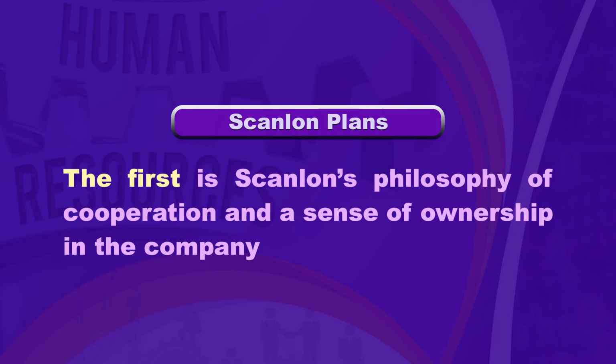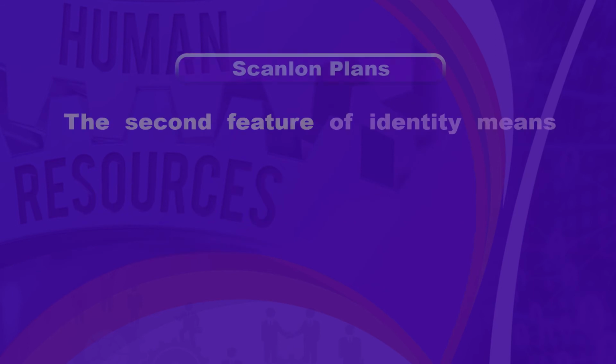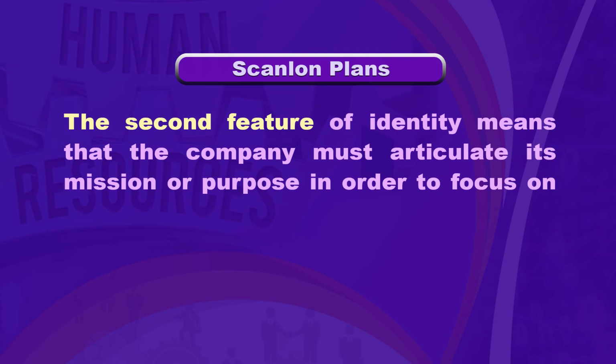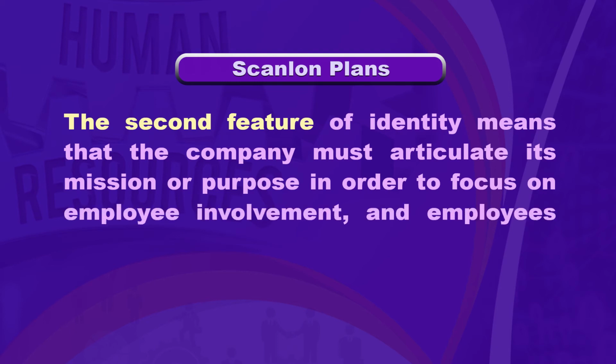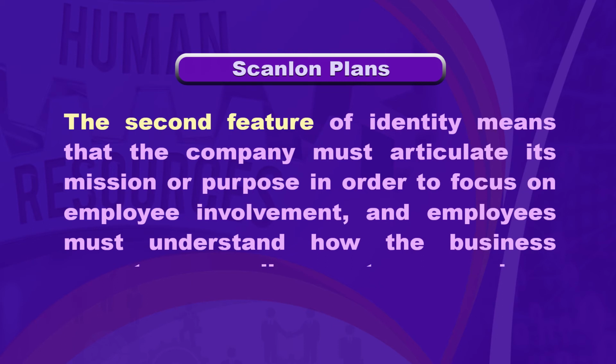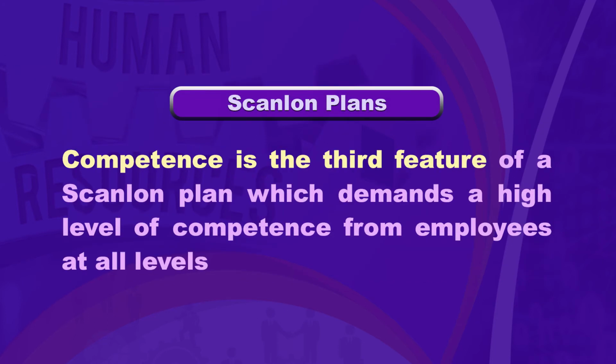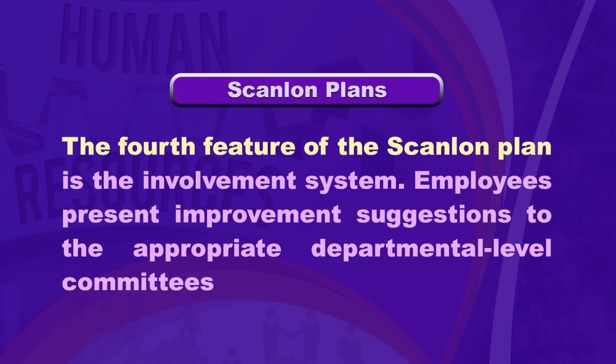Scanlon plans have 5 basic features. The first is Scanlon's philosophy of cooperation and a sense of ownership in the company. The second feature, identity, means that the company must articulate its mission or purpose in order to focus on employee involvement, and employees must understand how business operates regarding customers, prices, and costs. Competency is the third feature of a Scanlon plan, which demands a high level of competence from employees at all levels. The fourth feature of the Scanlon plan is the involvement system.